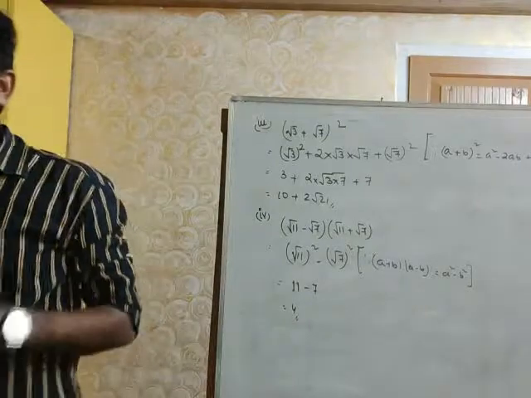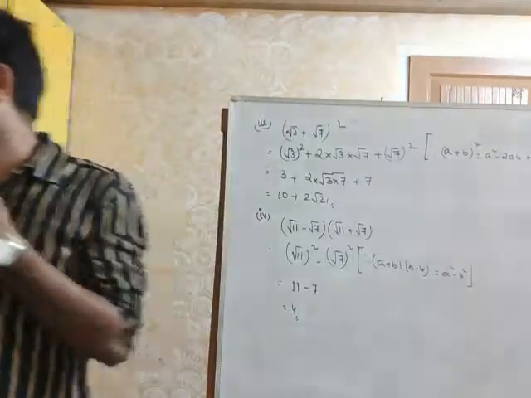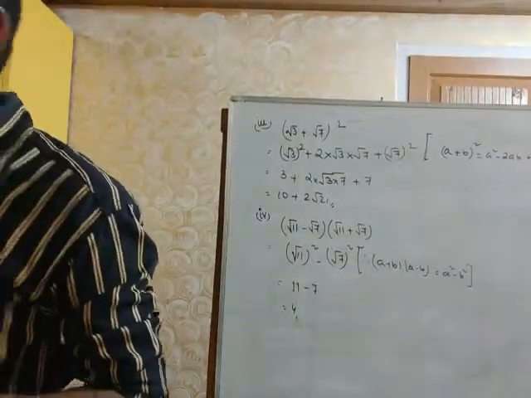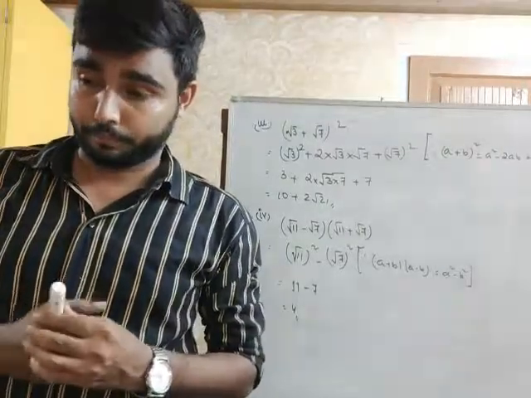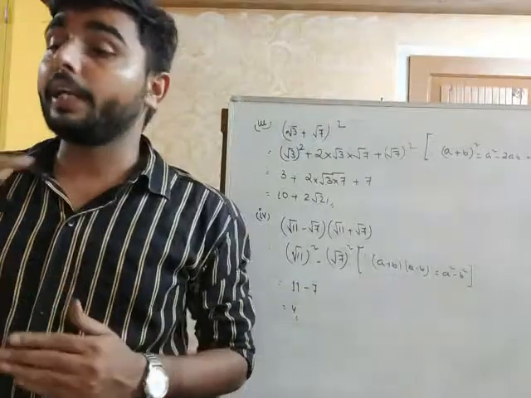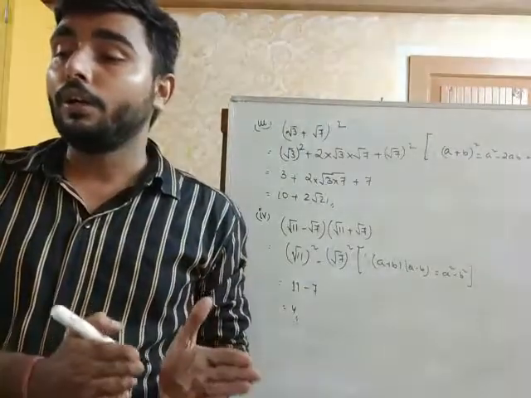Example number 17, it asks you to rationalize the denominator. Okay. So to rationalize the denominator means you have to make the denominator from an irrational number to a rational number.